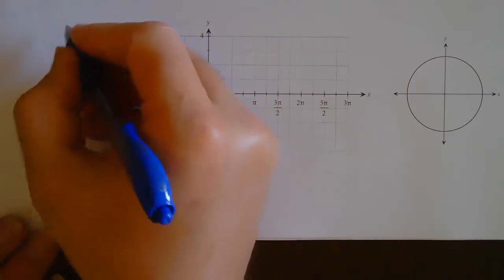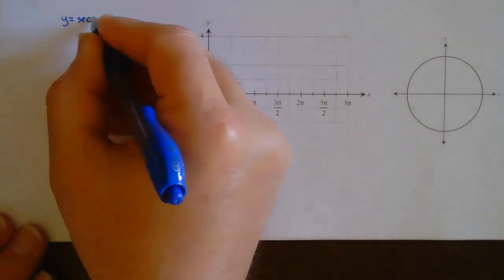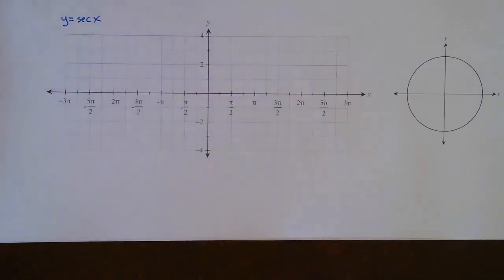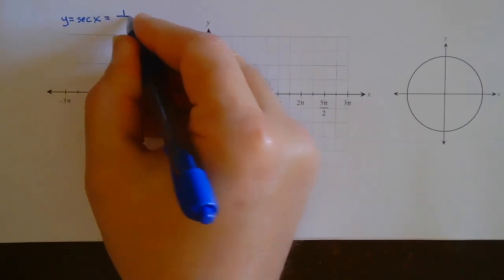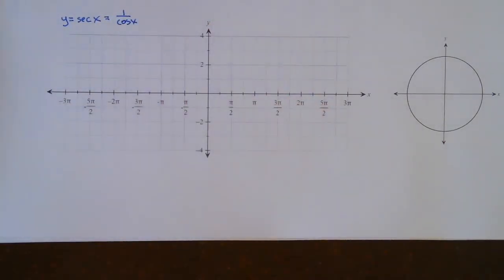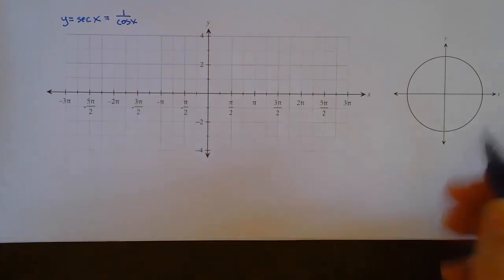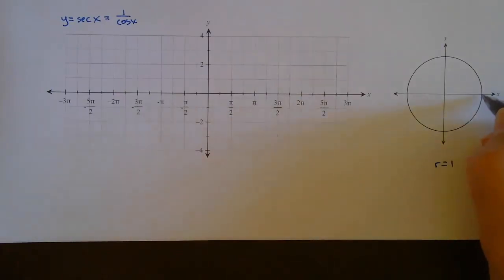Okay, so we're going to graph y equals secant of x. Secant is the reciprocal of cosine, so 1 over cosine x. And cosine x is x over r, so the reciprocal of that would have to be r over x. So we're going to look at our radius and our x coordinate. And once again, the radius is 1, surprise, surprise.